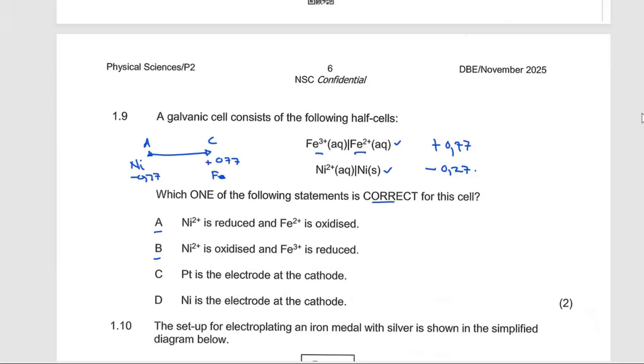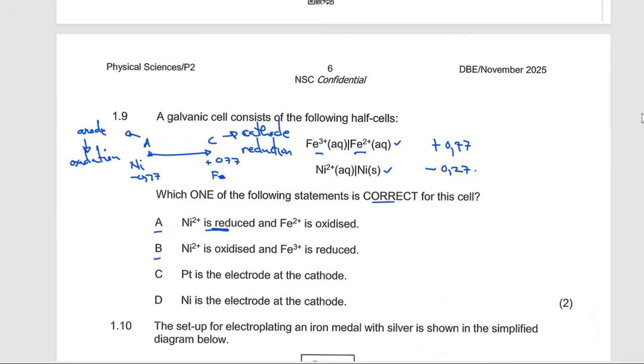So in terms of this here, they're saying which one of the following statements is correct for this cell. Then Ni is oxidized, right? So this is the anode, right? So at the anode, what happens there? Oxidation takes place at the anode. So in terms of this here, we know Ni is reduced. So this one doesn't happen here. It actually happens at the cathode, right? So here we're going to have our cathode, and we expect to have a reduction, right?